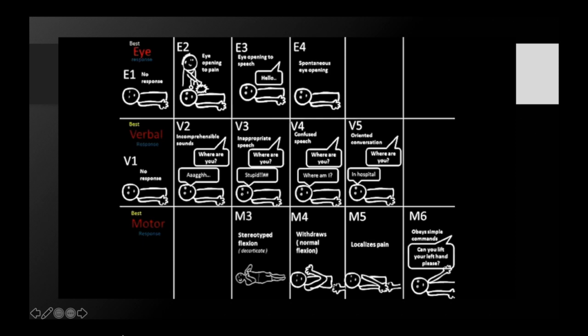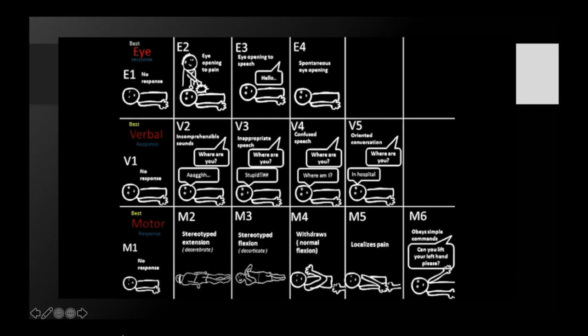We again give the painful stimulus, and this time he is showing an abnormal extension response, his hands are extended. This is known as a stereotyped extension or a decerebrate posture. I'll be explaining decerebrate and decorticate posture in the next slide. For now, let's just understand that M3 is a decorticate posture and M2 is the decerebrate posture. And at last, we give a painful stimulus again, and this time he's not responding at all, so he's given a score of M1.